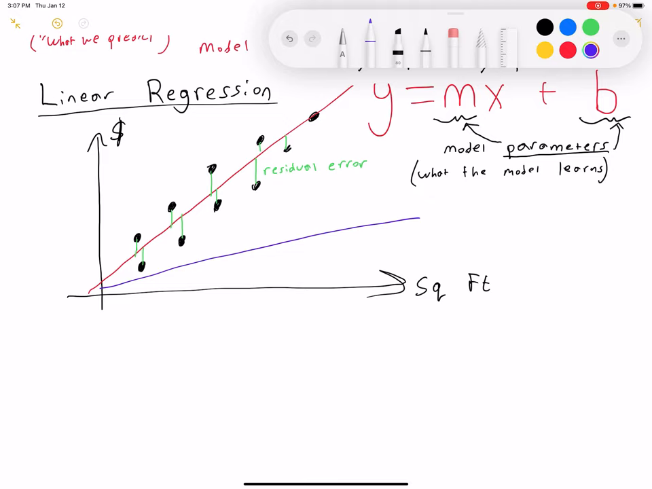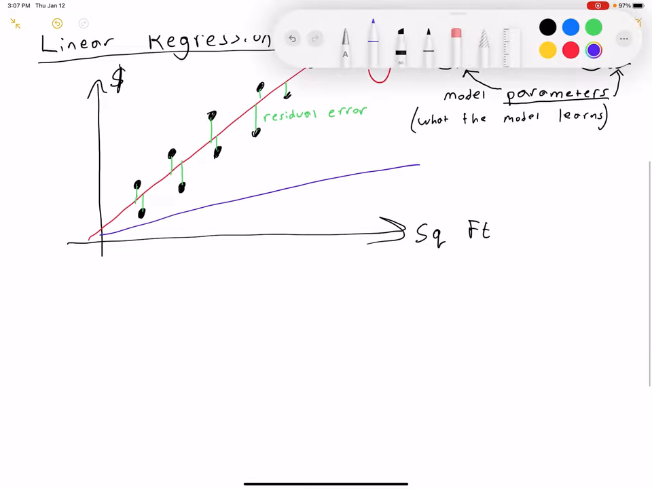Question? Yeah. So with the residual, between the point and the line, is it always a vertical line? In the case of linear regression, yeah. In terms of the residual error, it's always vertical, up and down. Mm-hmm. Okay. Yes, exactly. Okay, so I guess let's formalize this a little bit.